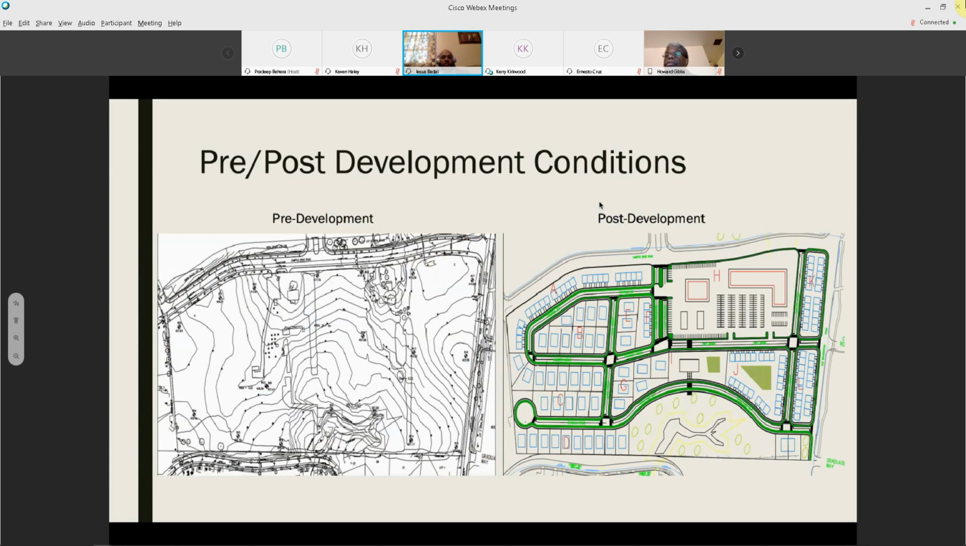So this is a picture of what we were given in the beginning, our pre-development piece of land. It's just a plot of land with a few small houses on it and trees and a lot of open spaces. And this is what the post-development is supposed to look like. Next slide.